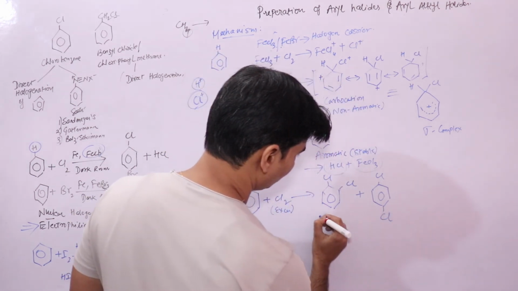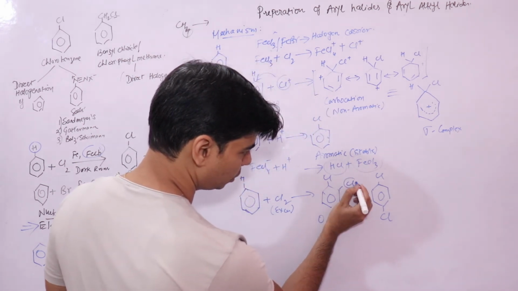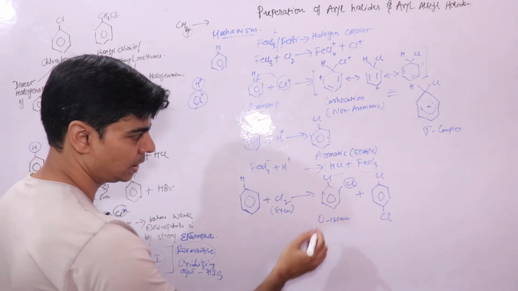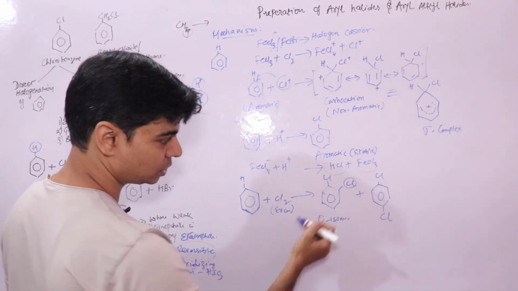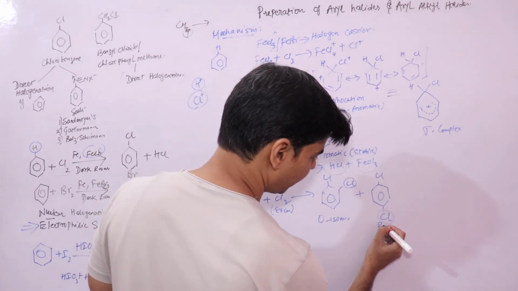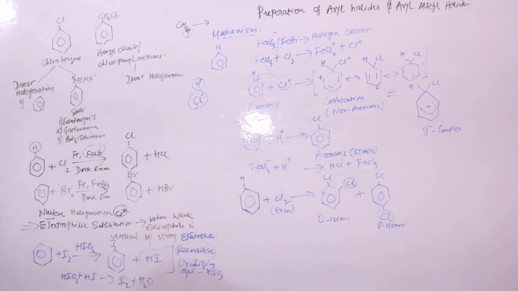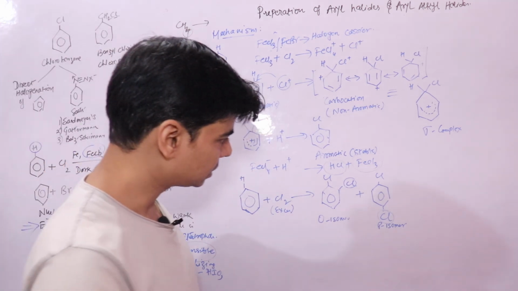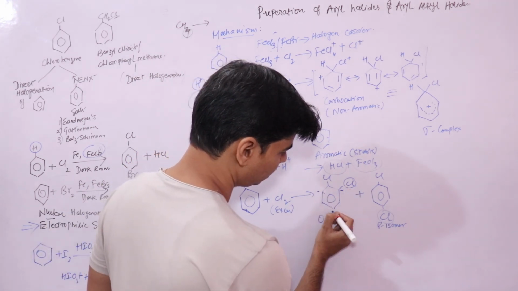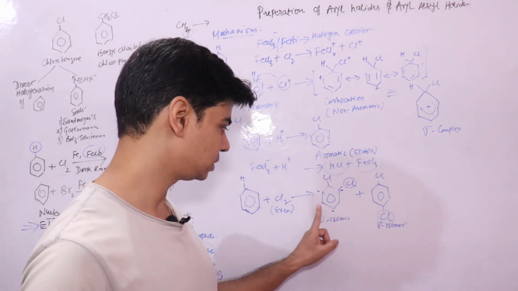This is your ortho isomer, because here the second chlorine atom that has entered this benzene nucleus has occupied this position. This position is your ortho position, and this has occupied this position. This position is your para position. So this is your para isomer. And why has it entered the ortho and para positions? This is ortho, this is ortho, this is para. Why has it not entered this meta position? This is your meta position.